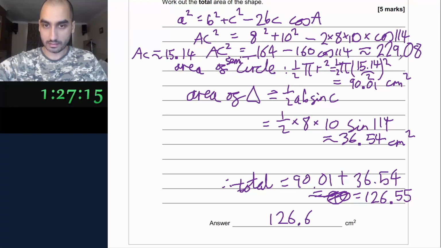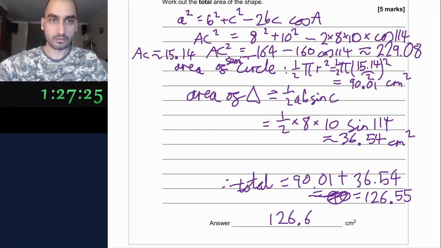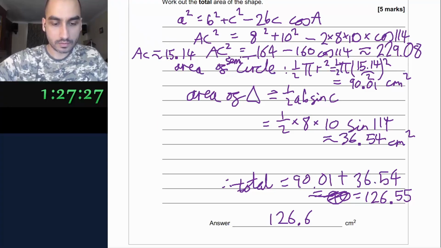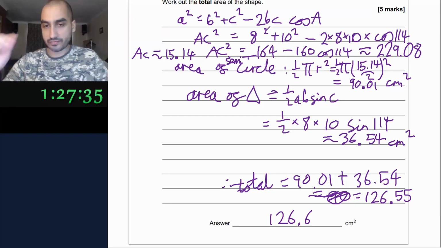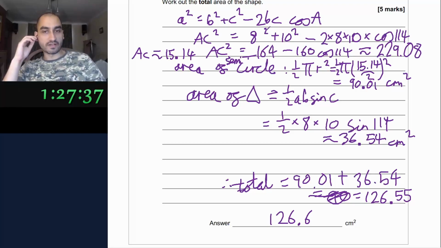So 40 sine 114. Something doesn't look right here. Hang on. 40 sine 114. 36.54. Oh, no, it was right. I don't remember using 40. I felt like I did it the opposite round. I did 160 or something.